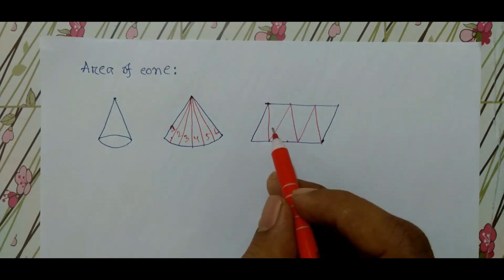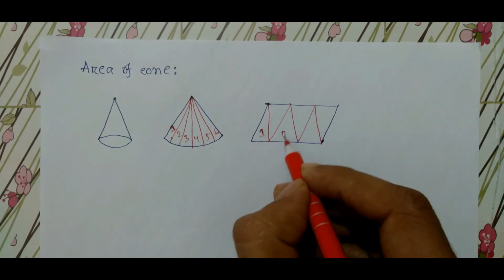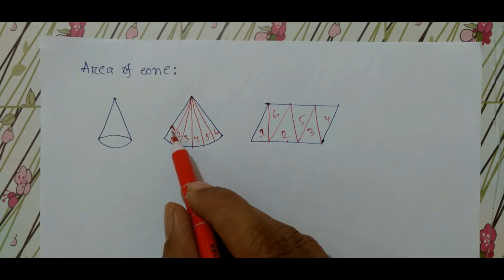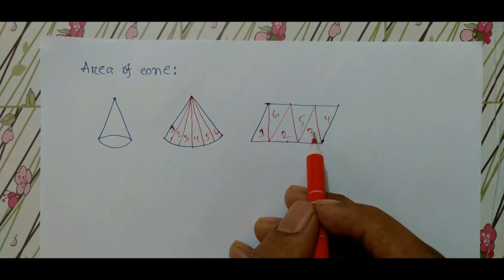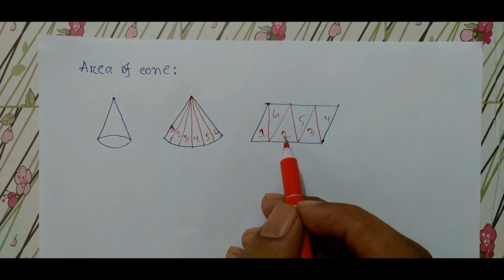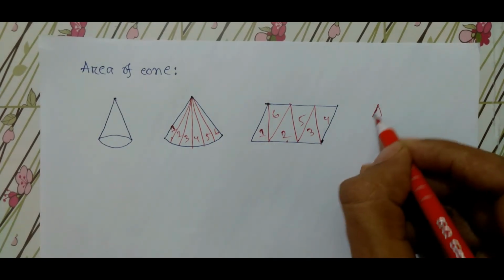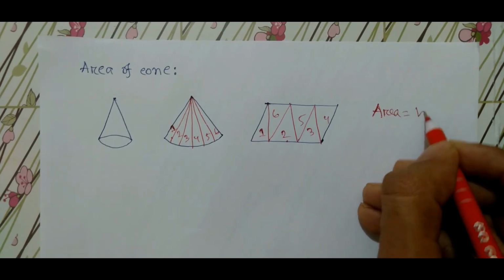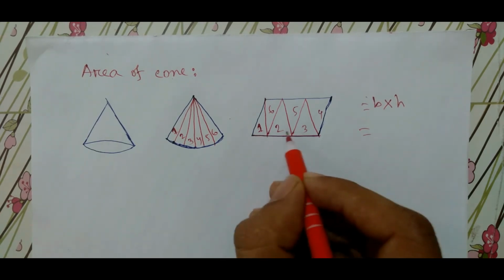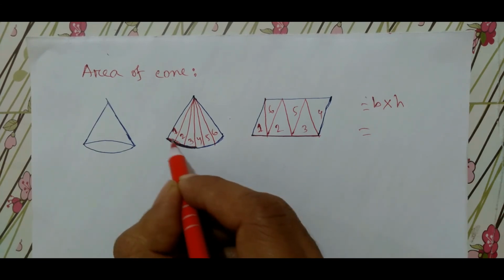Now I will convert these 6 pieces into the parallelogram. Okay, we have replaced these 6 pieces into the parallelogram. So we can find the area of cone by using the formula of parallelogram. What is the area of parallelogram? Area of parallelogram is base multiplied by height. What is the base here? 1, 2, 3 is the base. So you can say this portion is our base.